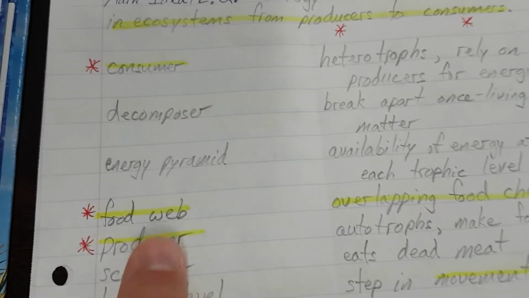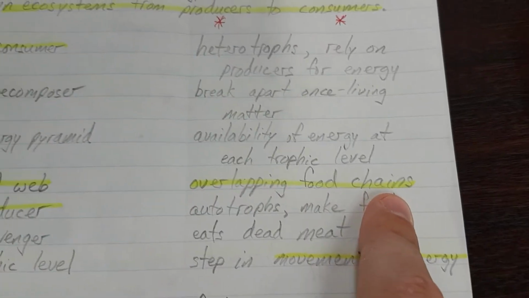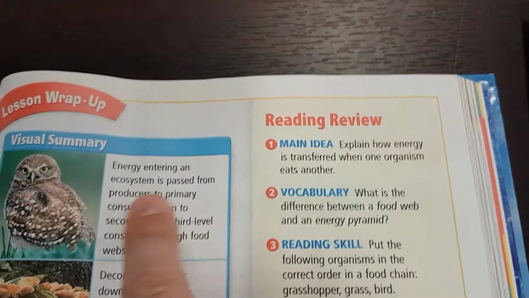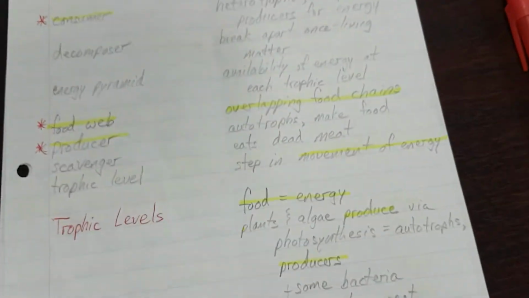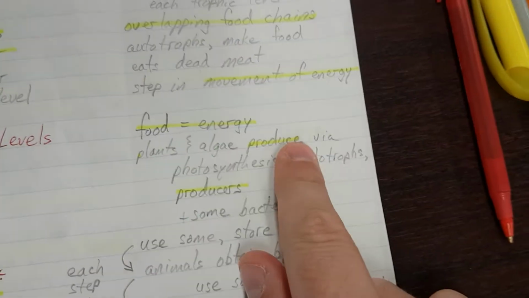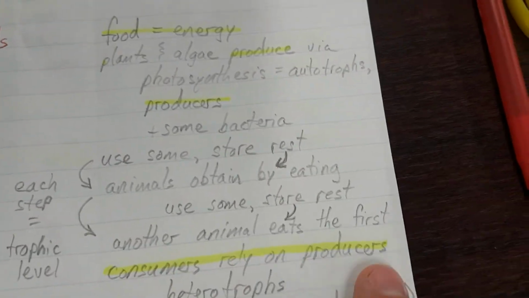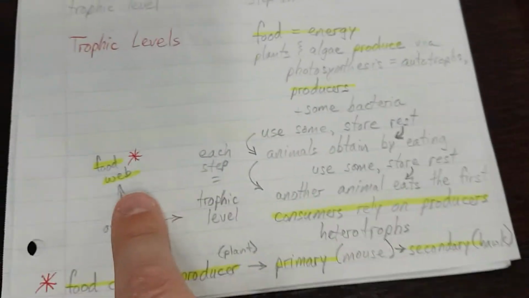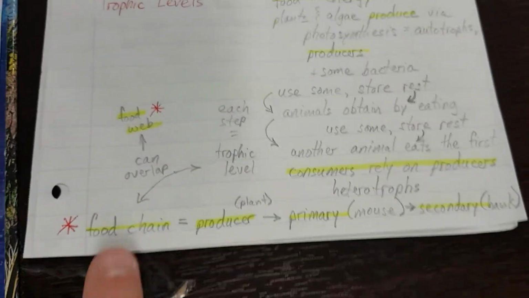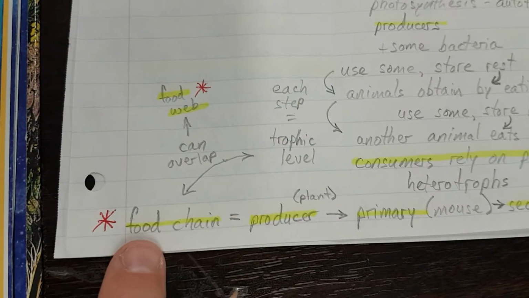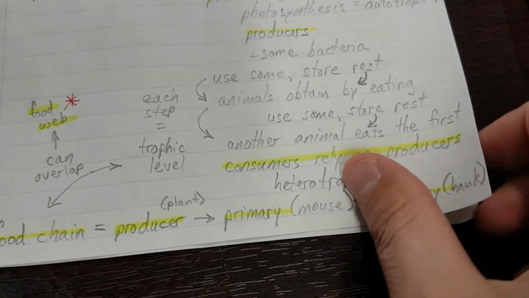I heard the word consumer. I heard food web. I heard producer. A food web is overlapping food chains. Okay, I heard moving of energy, right? Energy passes from producer to consumer. That is movement of energy. Food is energy. I heard producers, so produce and producers. I heard consumers, and consumers rely on producers. I heard food web, and here is that chain. When you go from a producer to a primary consumer to a secondary consumer, that is a food chain, so we highlight those.